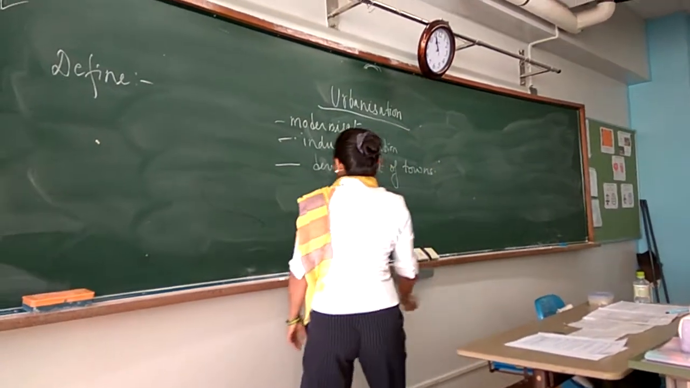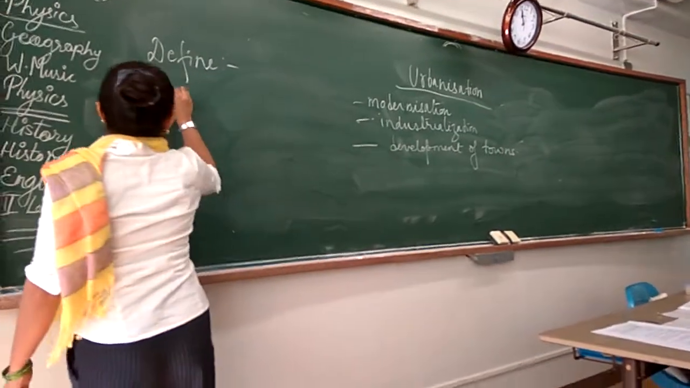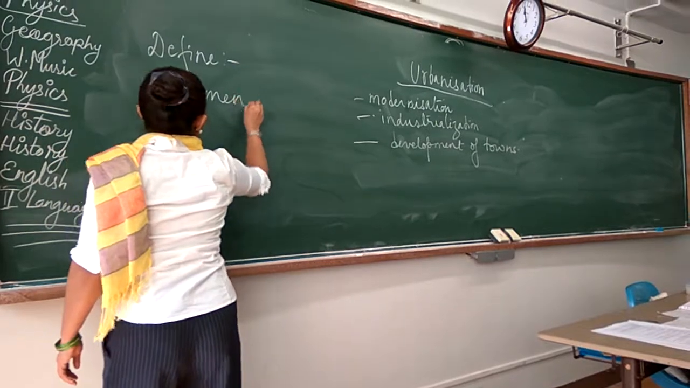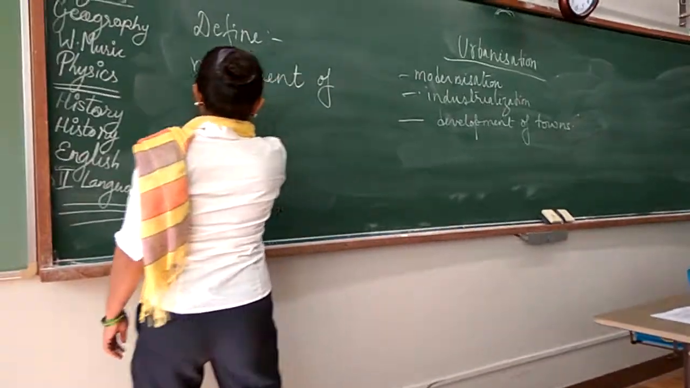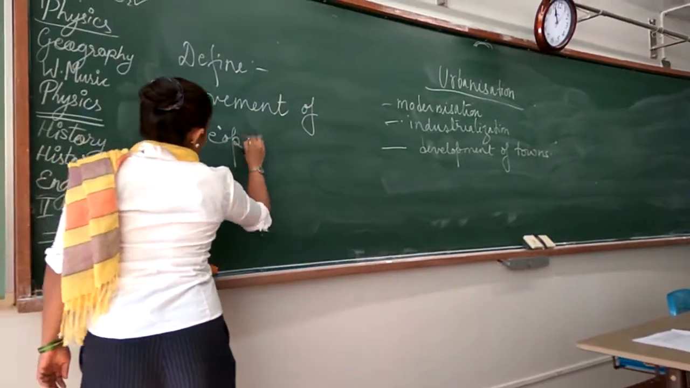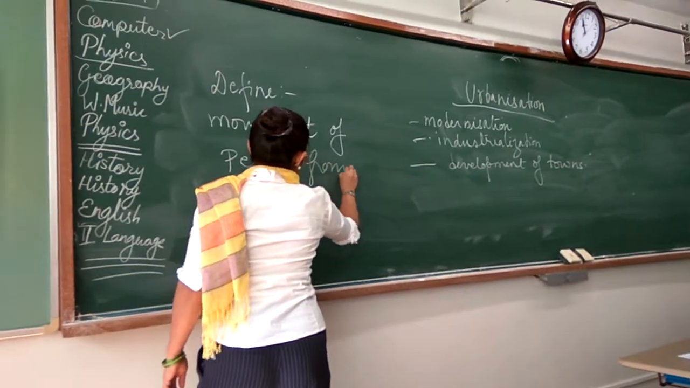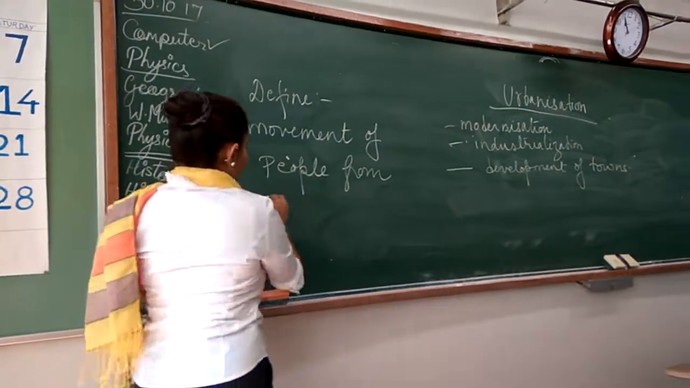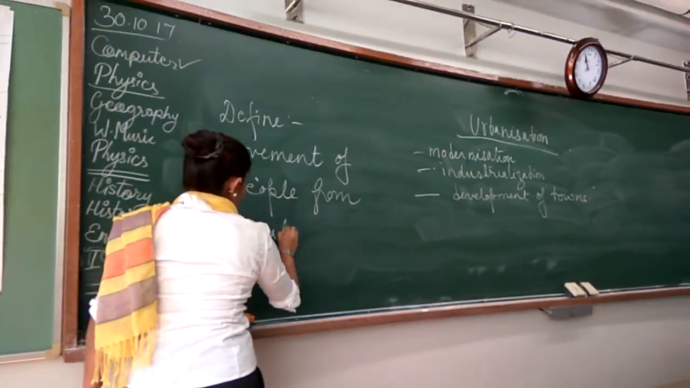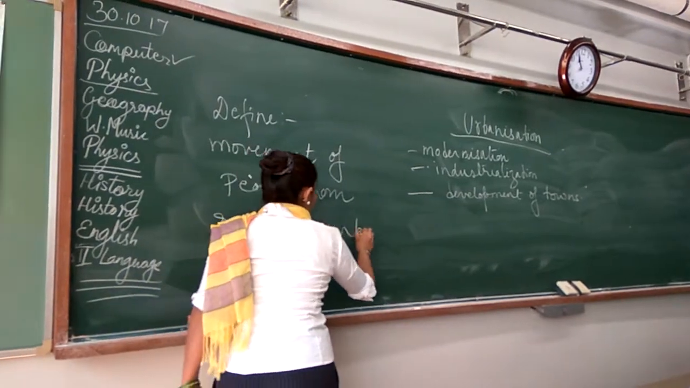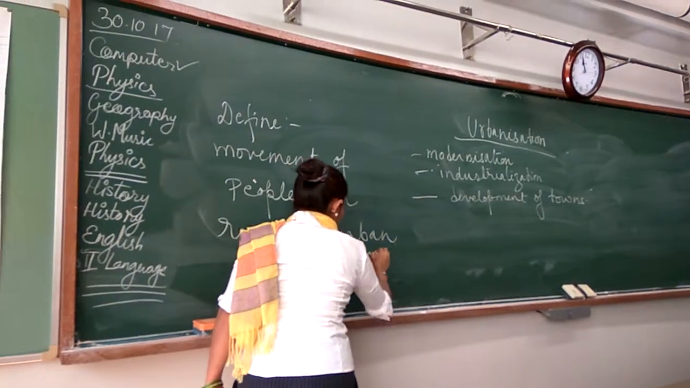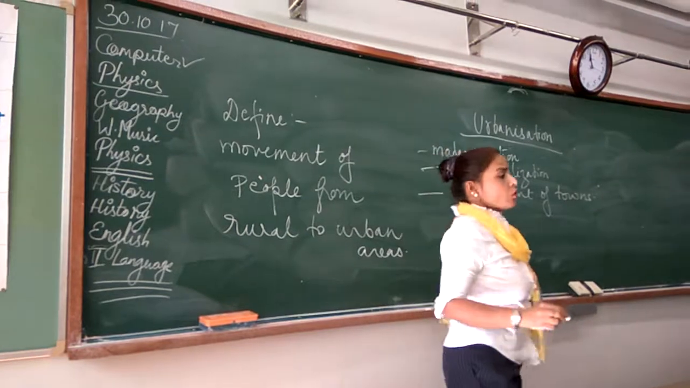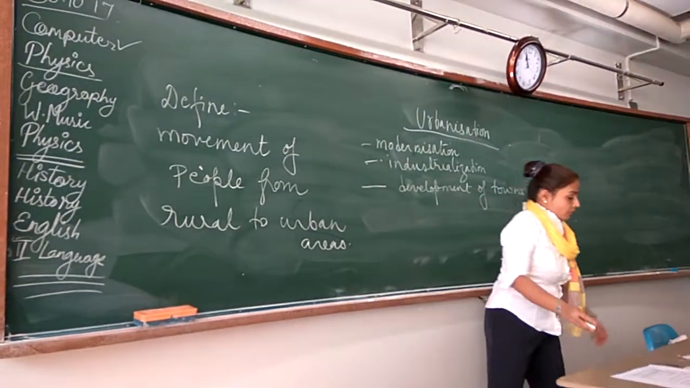Okay, fine. So basically, if I need to define urbanization in one sentence, it is the movement of people from rural to urban areas. You can take down the notes, children. Rural to urban areas. Fine.